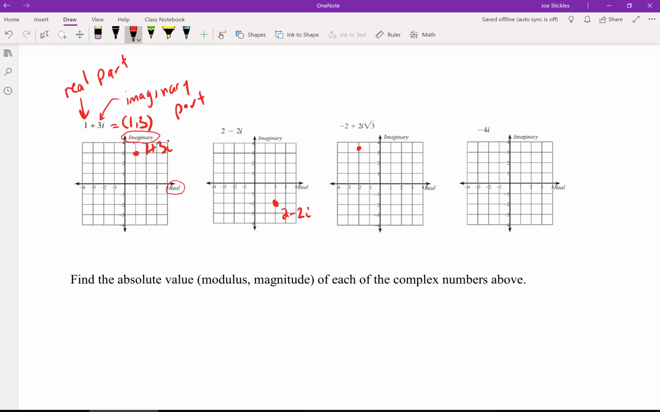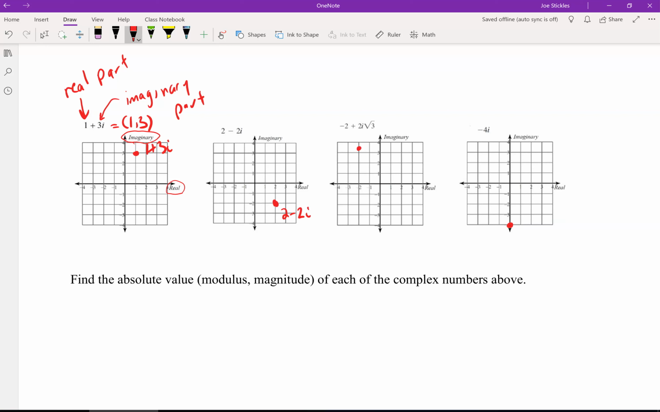Okay, not too big of a deal. All right, last one here. I just have -4i. Well, the real part is 0. I can imagine this is a 0 minus 4i. So I don't go left or right at all. I stay on the imaginary axis, and then I go down to -4. So this would be where we would plot that point.